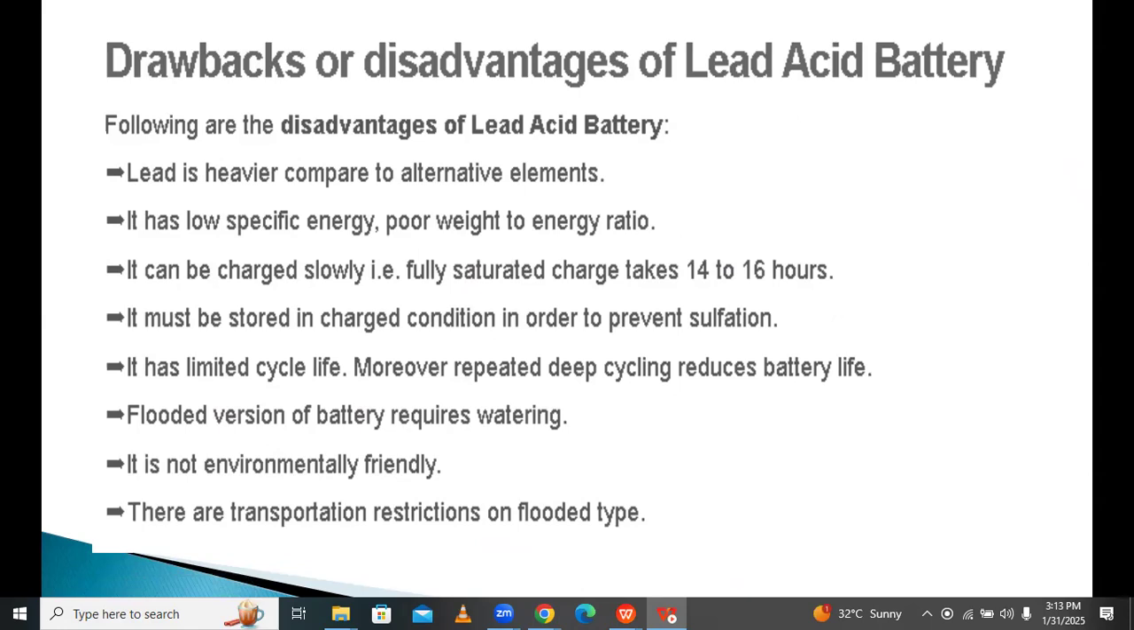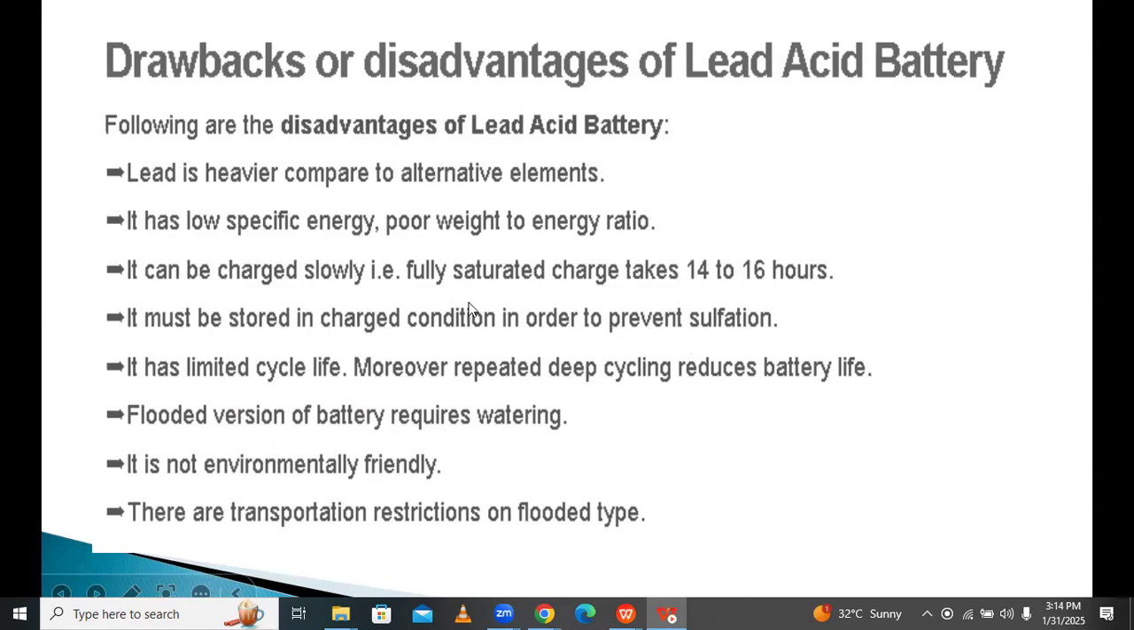Lead acid batteries have low specific energy, a poor weight to energy ratio. So it can be charged slowly and fully saturated. Charge takes place in 14 to 16 hours. To take a full charge, a minimum of 14 to 16 hours is required. Okay? Lead acid batteries must be stored in charged condition in order to prevent sulfation.